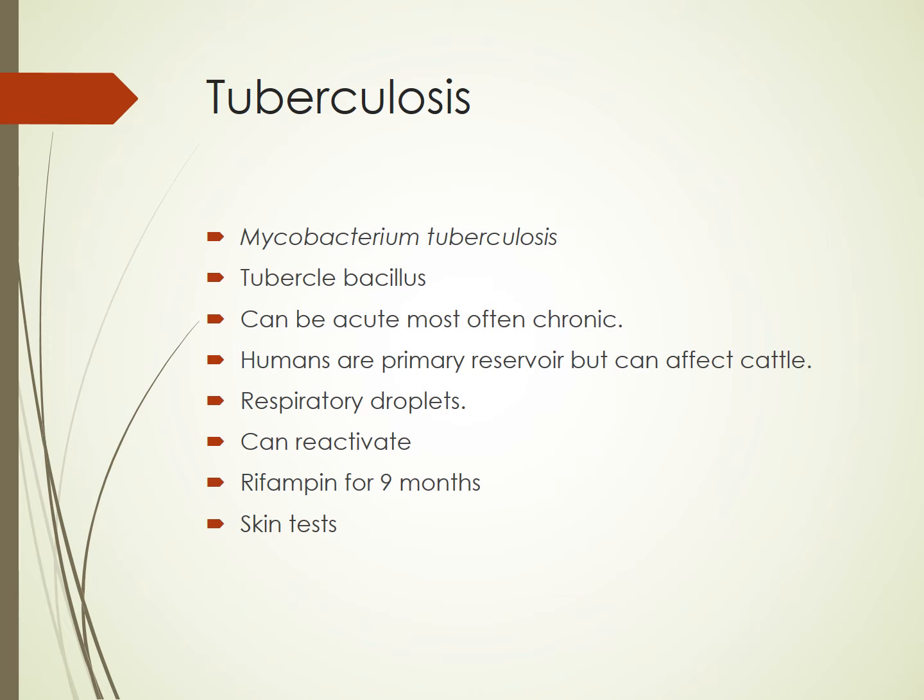Humans are the primary reservoir, but it can affect cattle. And naturally, kind of put it in your mind when we do take our tests and our quizzes, that for the most part, anything that you see from the upper respiratory system is one of the ways it's going to be spread is through respiratory droplets and aerosols. Okay, you can have tuberculosis and think you're rid of it, but it can reactivate.